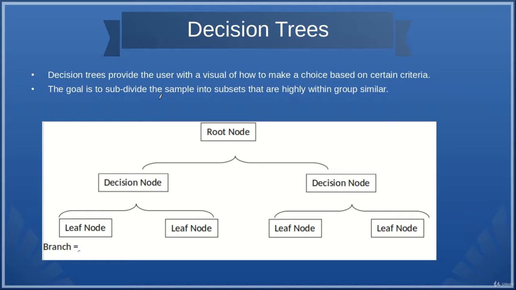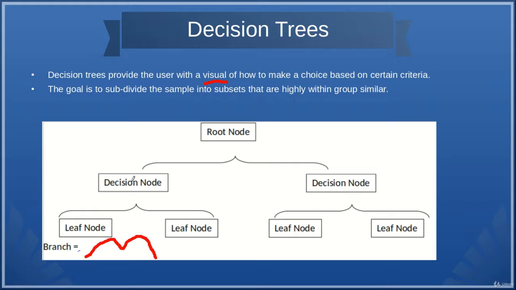So what is a decision tree? You can see down here below we have a very clear picture of kind of how it works out. You have a root node, decision node, leaf nodes, etc. And then these guys right here, these are our branches. That's what those are. So if you look up here at the bullets, a decision tree provides the user with a visual of how to make a choice based on certain criteria. So the important thing here is the visual aspect of it. That's what makes it very beneficial. And I've already talked about what's happening down here.